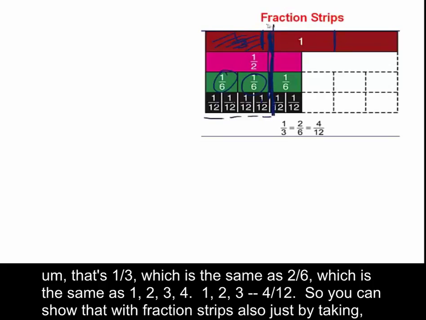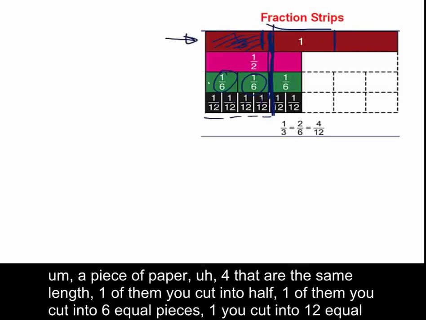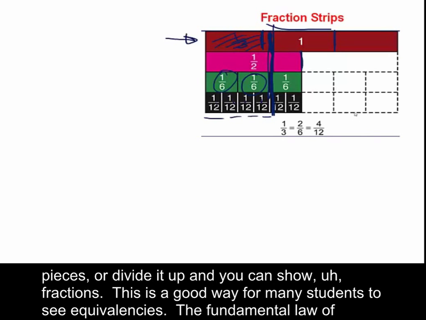So you can show that with fraction strips also, just by taking a piece of paper, 4 that are the same length. One of them you cut in half, one of them you cut into 6 equal pieces, one of them you cut into 12 equal pieces, or divide it up, and you can show fractions. This is a good way for many students to see equivalencies.